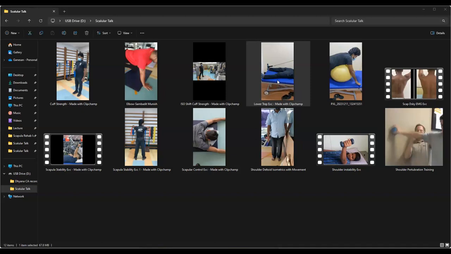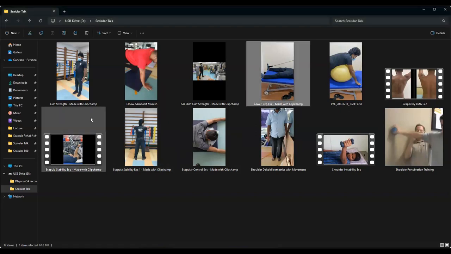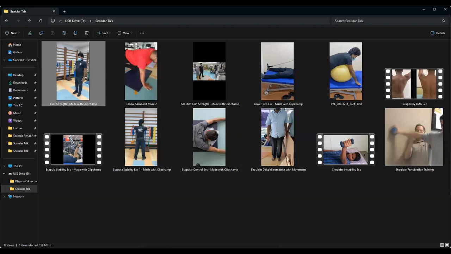So we start in supine lying because the scapula gets stabilized and the patient is aware, appreciable of the movement, and then progress to standing against the wall. So this is similar to the YTML, but you can't do the direct YTML. And then progressing to the cuff strengthening exercises.